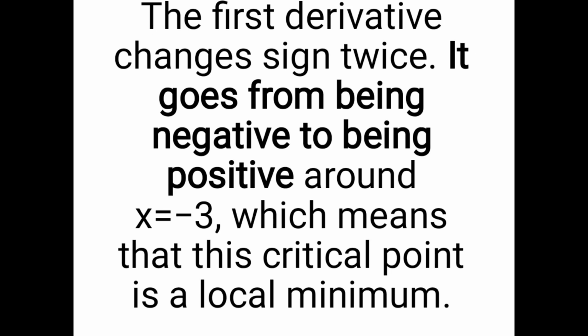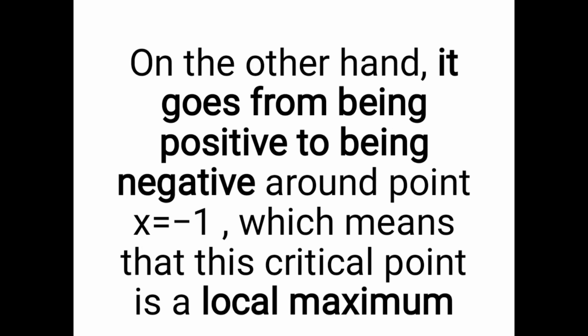So at this point, the first derivative changes sign twice. It goes from being negative to being positive around x equals minus 3, which means that this critical point is a local minimum. On the other hand, it goes from being positive to being negative around x equals minus 1, which means that this critical point is a local maximum.